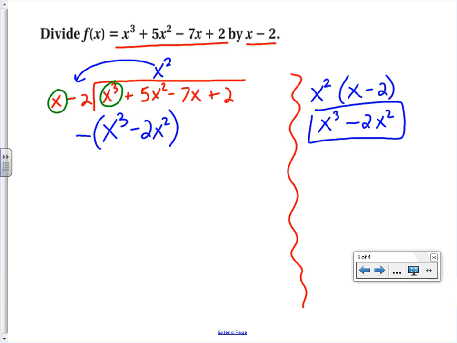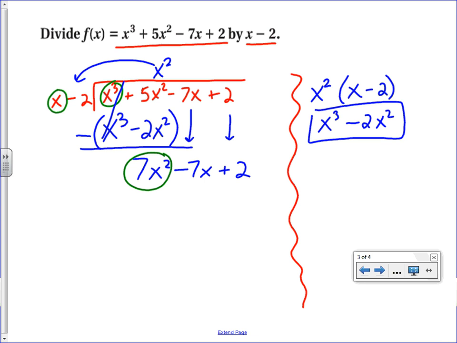X to the third minus x to the third cancels out. It always will if you do it correctly. And then we have 5x squared minus a negative 2x squared, which is like adding 2x squared. So 5x squared plus 2x squared is 7x squared. And we bring down our remaining terms, minus 7x and plus 2. Then we start the process again with only the first term.